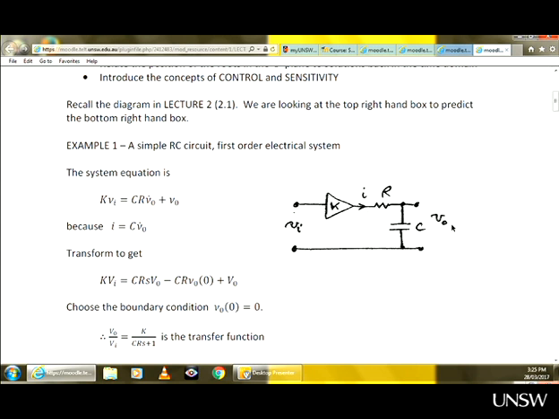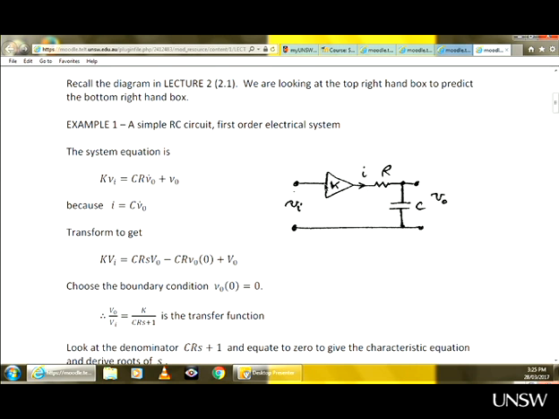Let's start with an electrical circuit. This time we are going to introduce an amplifier. Apart from that, you have a resistor and capacitor as we had before. So if the input is voltage VI, here we'll have K times VI. That's all that this amplifier does, nothing else. The output is VO.